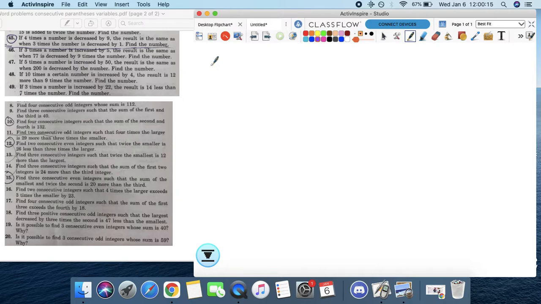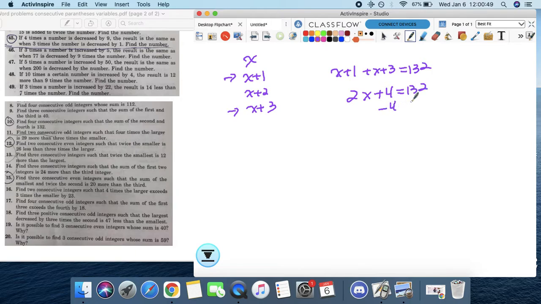Find 4 consecutive integers. Again, 4 consecutive: here's my first, my second, my third, my fourth, such that the sum of the second and the fourth is 132. So I'm going to add x plus 1 plus x plus 3, and that should give me 132. Once it's set up, it gets a little tedious, but it's just 2x plus 4 equals 132. Subtract 4 from each side, we get 128, and divide by 2. x equals 64.